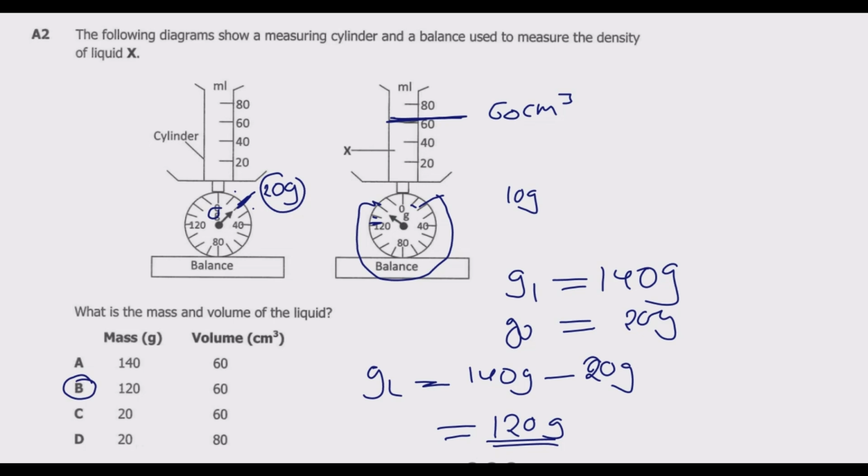The common mistake is to read from here all the way and get this one, which will be 140. You will notice that this is incorrect. The other temptation is for someone to just read here and get this 20. Then you notice that there will be 20 and this 60, which is the volume that we found. So the volume is still correct, but it has to be matched with the correct reading. So it is the final reading minus the reading before we put the liquid in this measuring cylinder. If you can do that, you are safe. So this is how you answer this question.